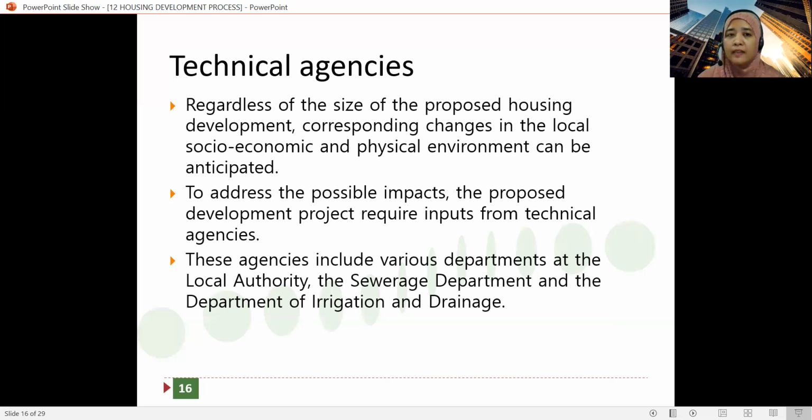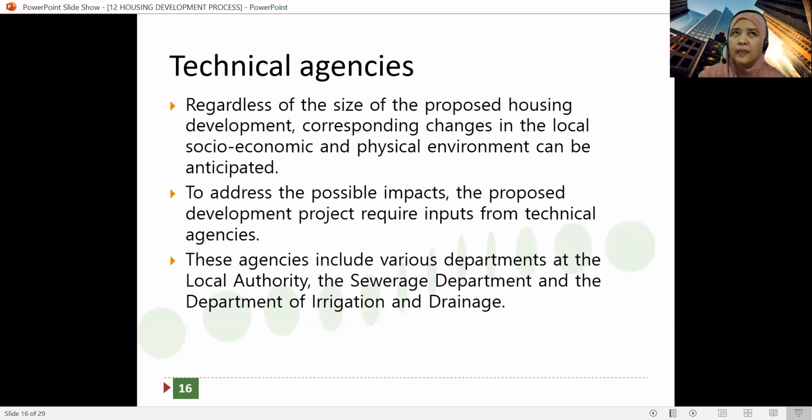So what kind of technical agencies are we talking about? These are various departments at the local authority, the sewerage department, DID, Department of Irrigation and Drainage, Jabatan Pengairan Saliran, for drainage, to anticipate whether flash flooding can occur and so on. Sewerage, is its treatment plant enough to accommodate the new population, for instance, or other departments I mentioned earlier. Nowadays we have the Kementerian Multimedia, KMM. So anticipate whether the broadband there is enough, whether the internet connectivity there is enough. So they have to give their technical comments to the proposed development.